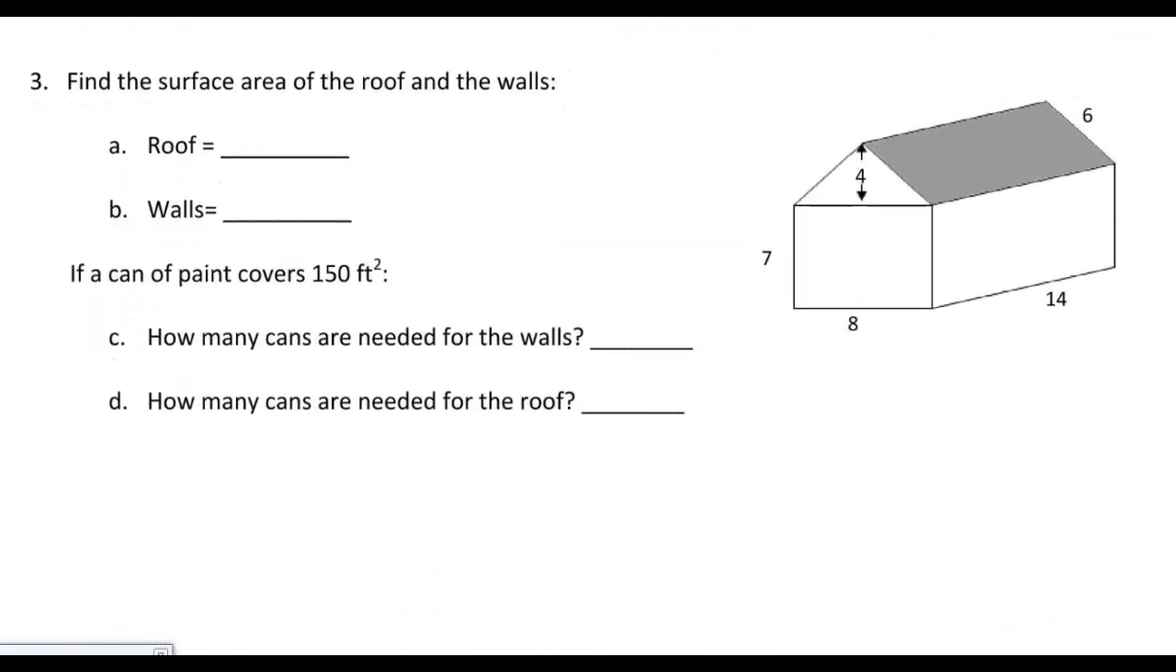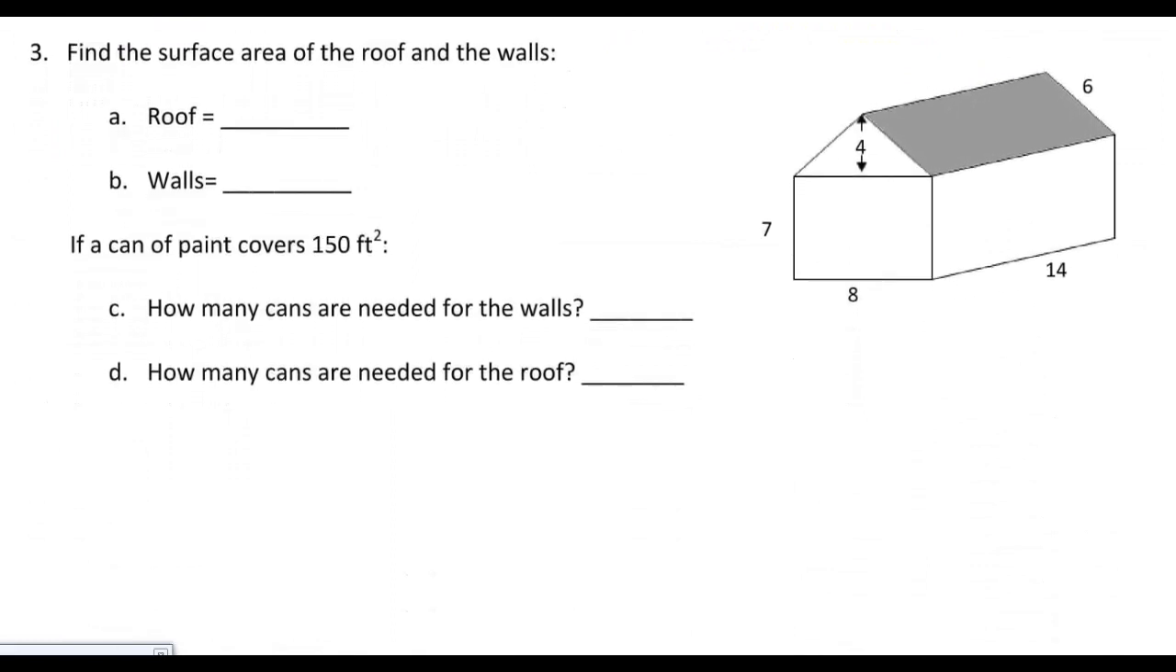Now we come down to problem number 3, and this is where we put it all together. And when we look at this house, we can see that this house has 3 sides that we see, if you want to call it that way. It has this one end of the house, it has this one side of the house, and it has this one roof of the house.